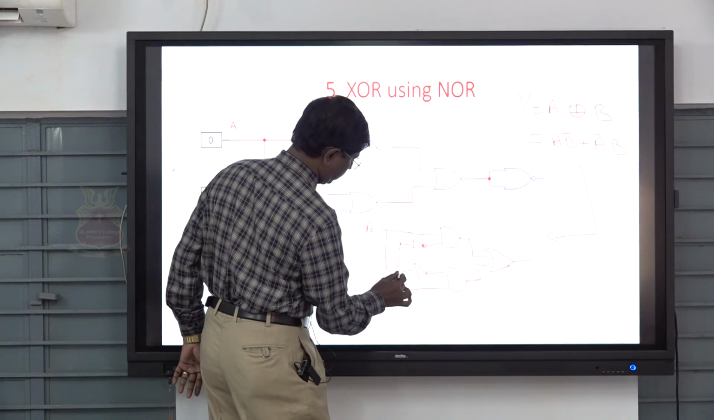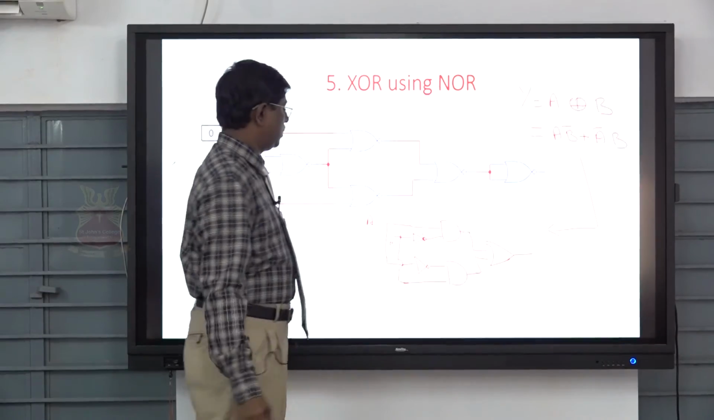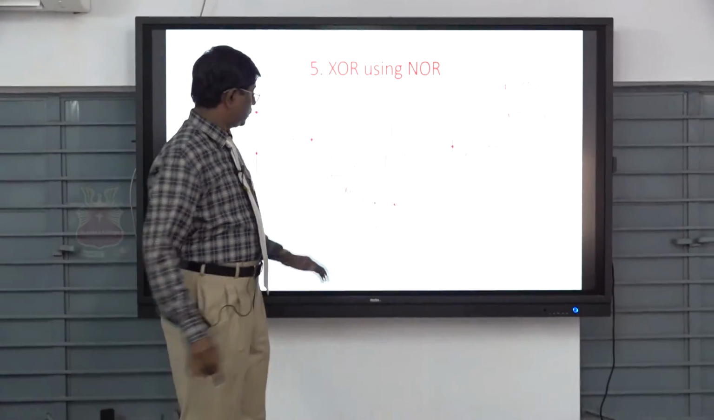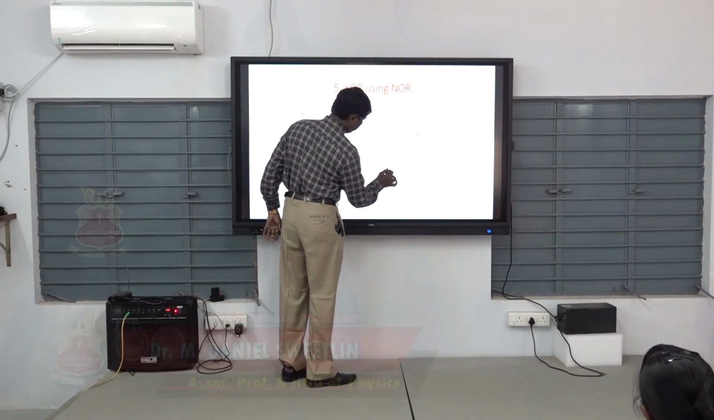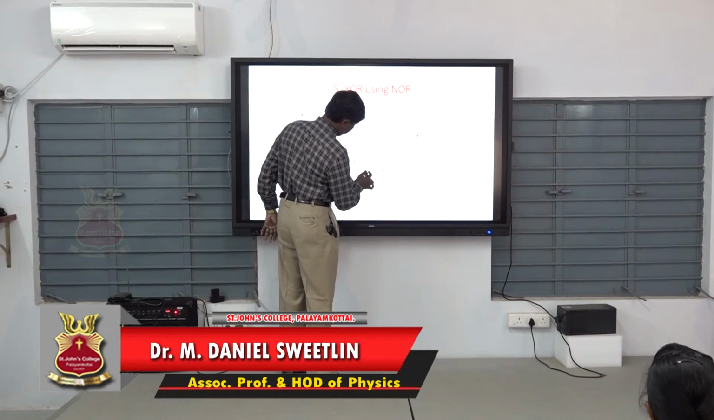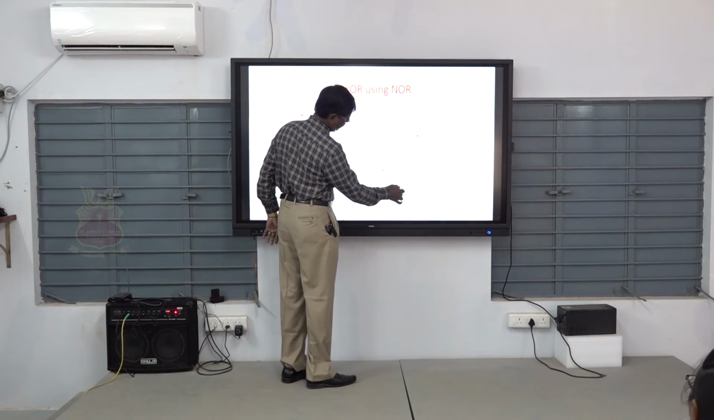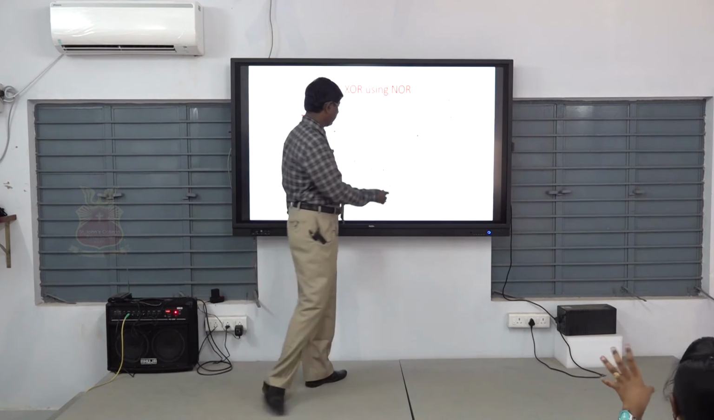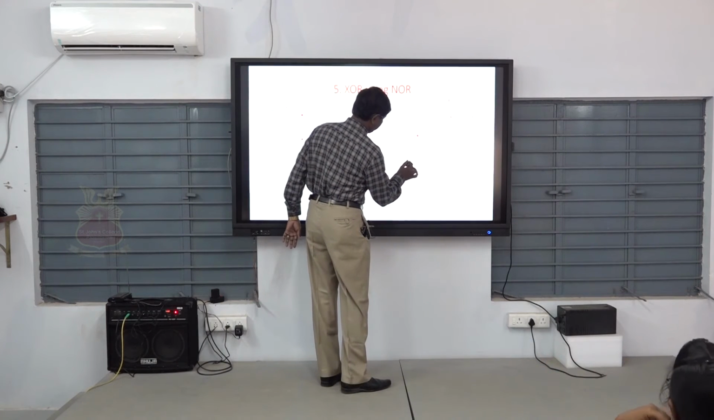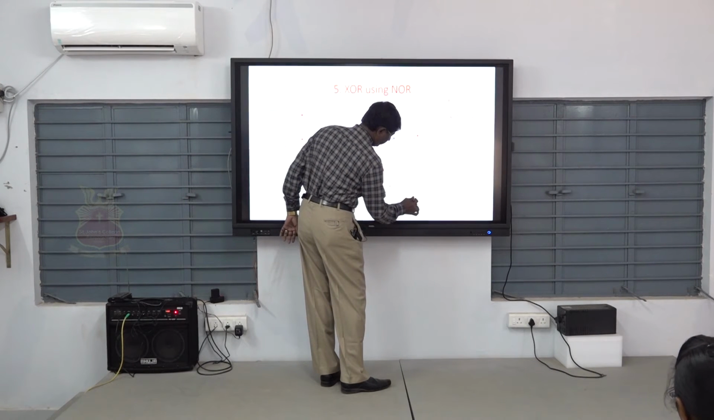Again, suppose this is B. So this A and this B will be inverted here. You have this A here, so it is inverted here, A bar. Therefore, the first AND gate will produce A B bar, and this will produce A bar B.